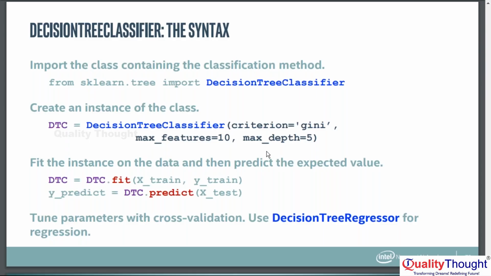So this is how you fit: fitting the instance on the data and then predicting the expected value. DTC is equal to DTC dot fit, where DTC is a variable we created for the decision tree classifier, which takes three different parameters as arguments. From there we can predict the data. This is a very understandable decision tree classifier.